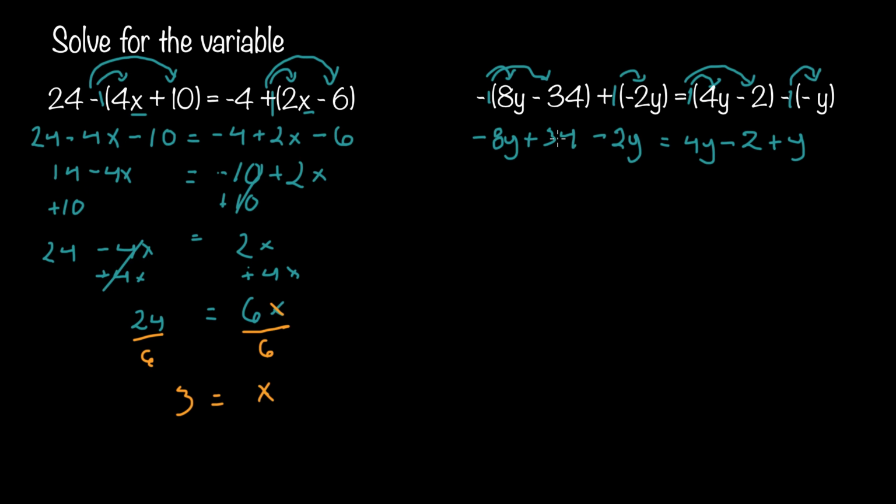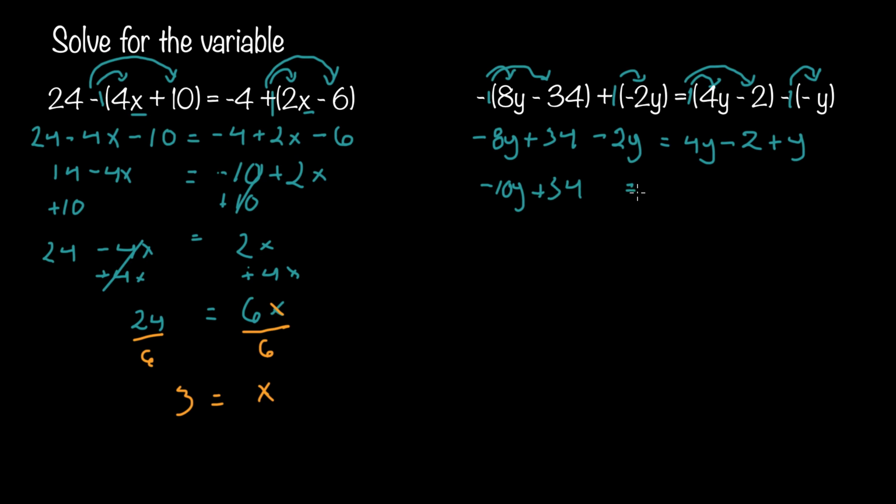So now we're going to simplify and collect like terms. So what can we collect that's alike on this side? Well, we have a negative 8y and a negative 2y. So negative 8y minus 2y, well, isn't that just negative 10y? And then positive 34, we're going to carry it over. And that's about it for that side.